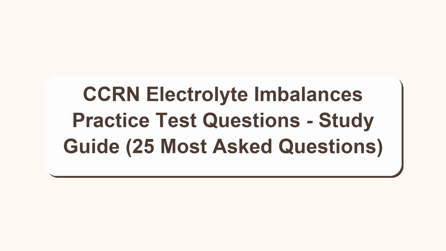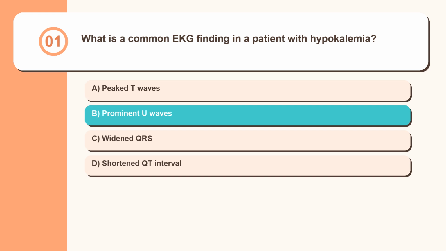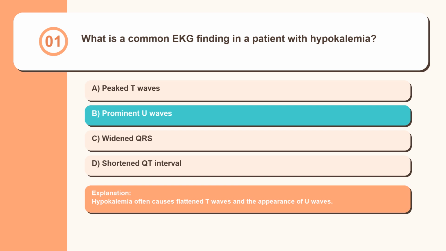CCRN Electrolyte Imbalances Practice Test Questions Study Guide, 25 Most Asked Questions. Question 1. What is a common EKG finding in a patient with hypokalemia? Peaked T waves, prominent U waves, widened QRS, shortened QT interval. Hypokalemia often causes flattened T waves and the appearance of U waves.